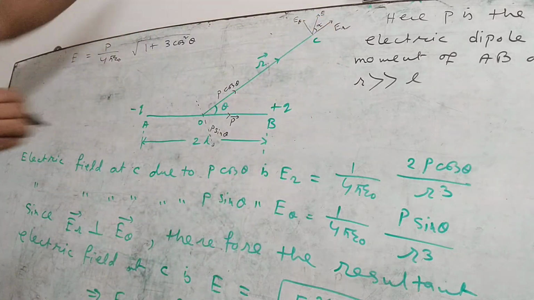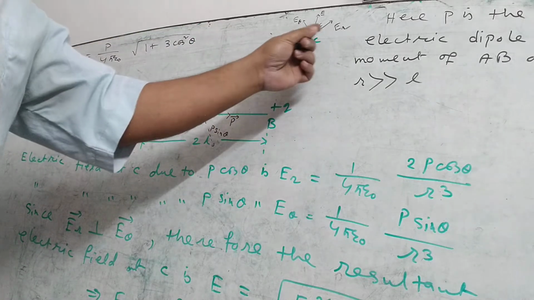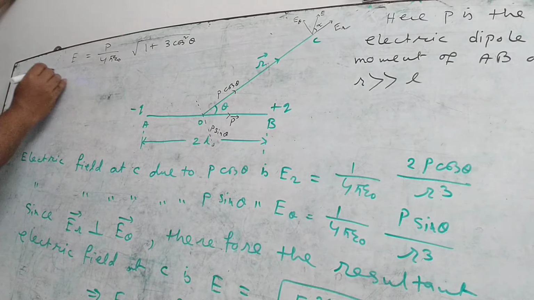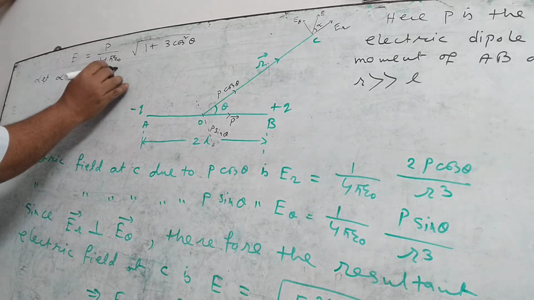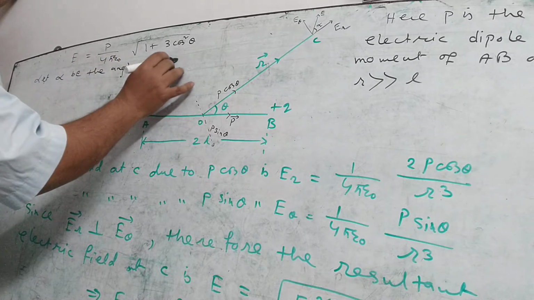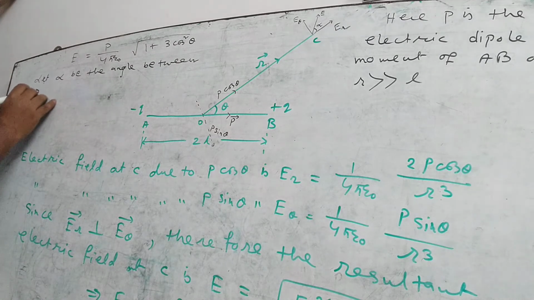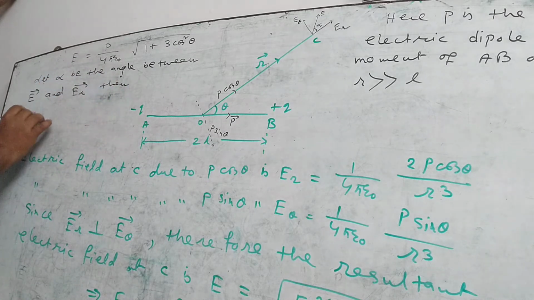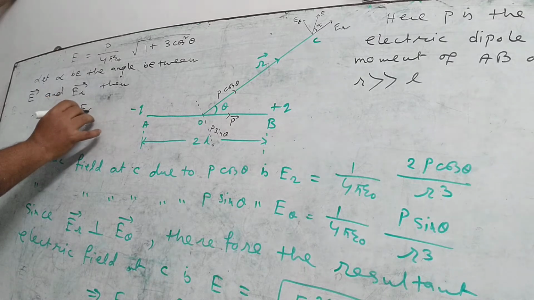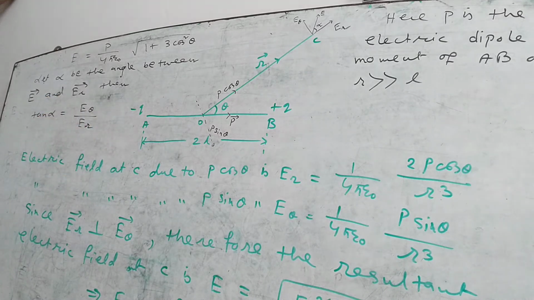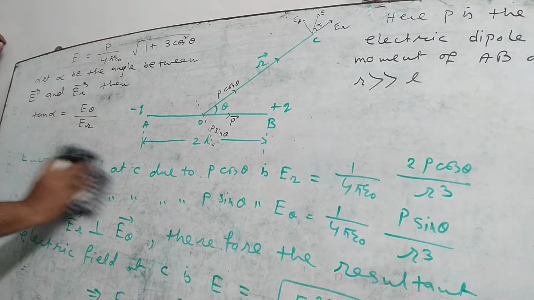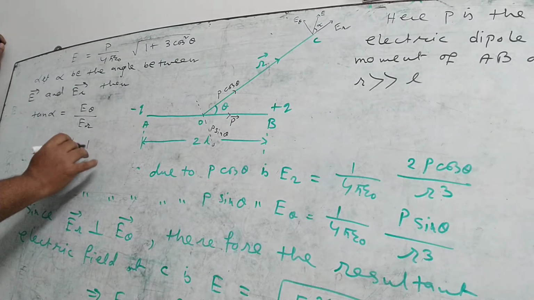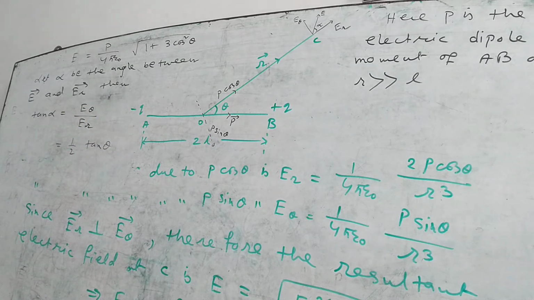If E makes an angle alpha with E r, or the r direction, let alpha be the angle between the E vector and the E r vector, then tan alpha is equal to E theta by E r. This is equal to half into tan theta.